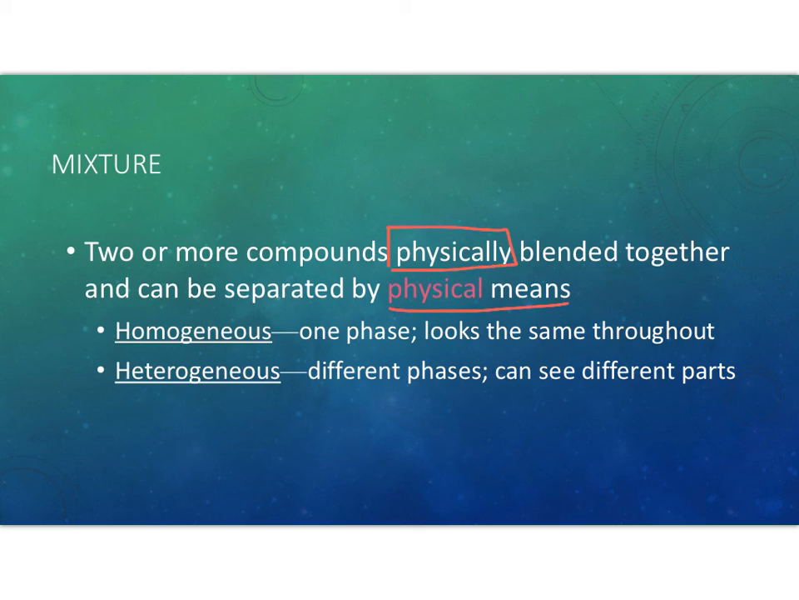There are 2 types of mixtures: homogeneous, one phase looks the same throughout. Heterogeneous, different phases, I can see different parts. Let's recall from our genetics unit in biology last year what these words meant: homogeneous and heterogeneous, or homozygous and heterozygous. Homozygous meant that the alleles for a certain trait were the same, so 2 capital letters or 2 lowercase letters. Whereas heterozygous meant that the alleles for a trait were different, so 1 capital, 1 lowercase.